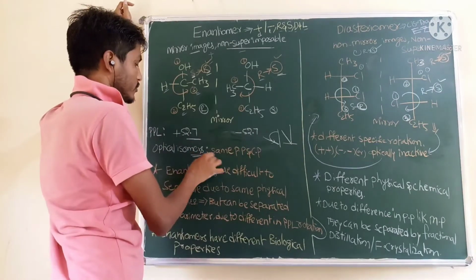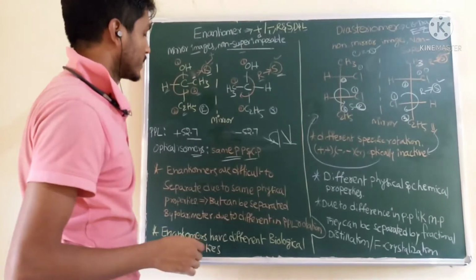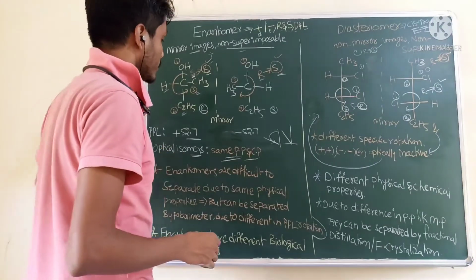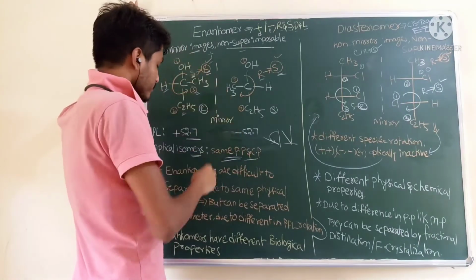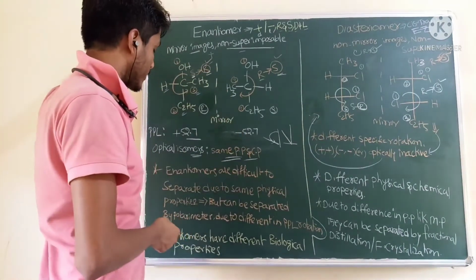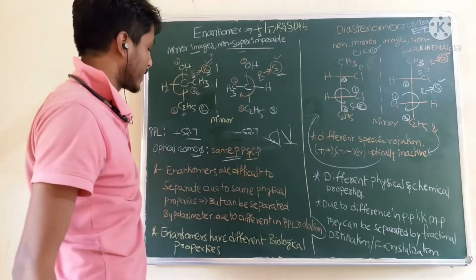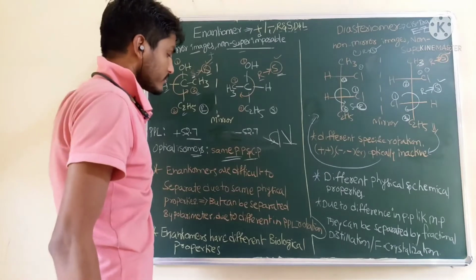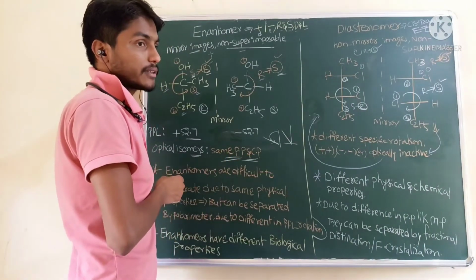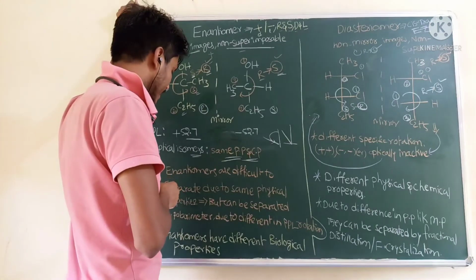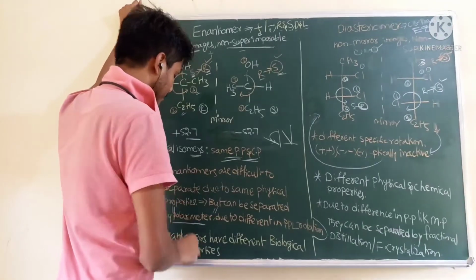Next, these are optical isomers. Optical isomers have the same physical and chemical properties due to the same chemical structure. So due to the same physical and chemical properties, it's very difficult to separate the enantiomers. But they can be separated by using a polarimeter.